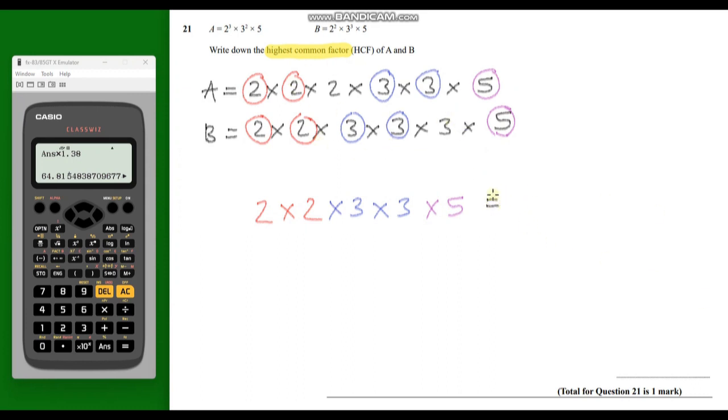We just need to work out what this is. I could work this out in my head, but we've got a calculator, so why not use it? 2 times 2 times 3 times 3 times 5, and that gives us 180. So our highest common factor is 180.